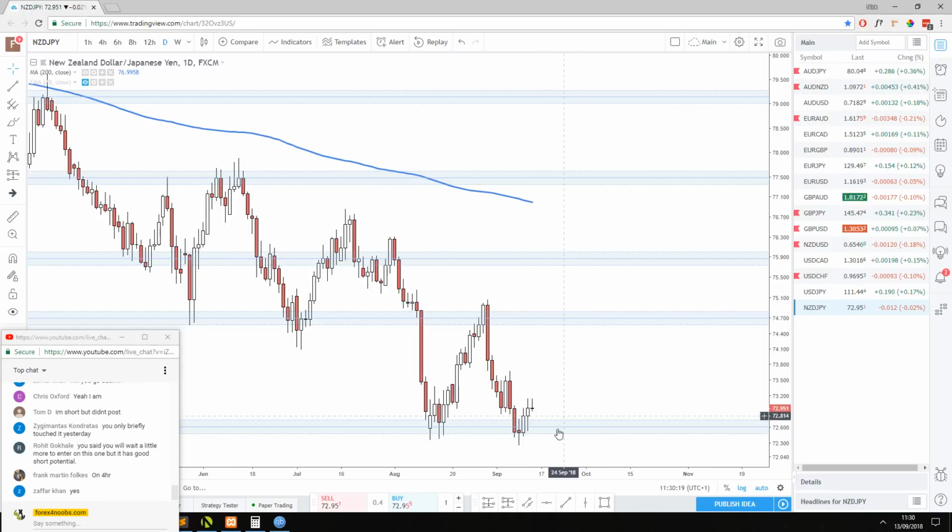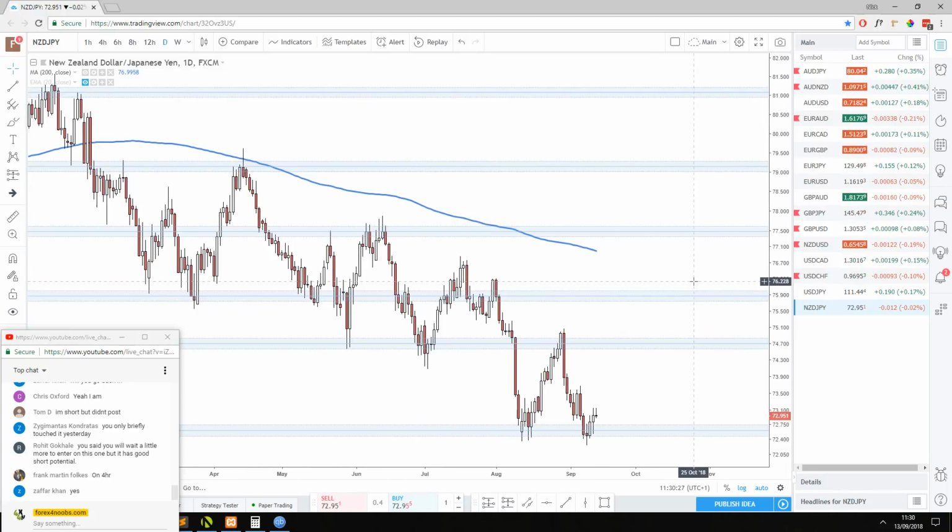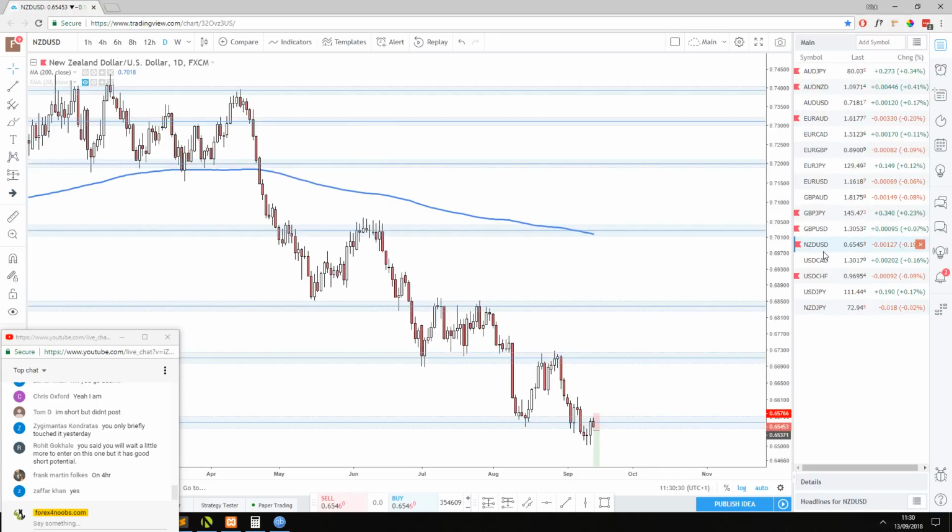New Zealand JPY, a few people are long on this one. I mean, just hold on to it. But I'm not convinced that this one's going to go long for much longer.